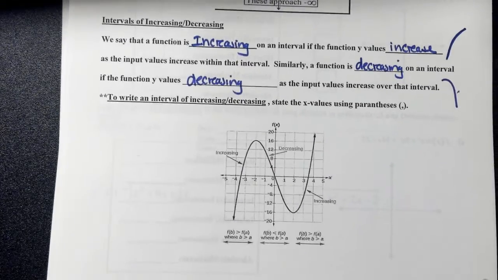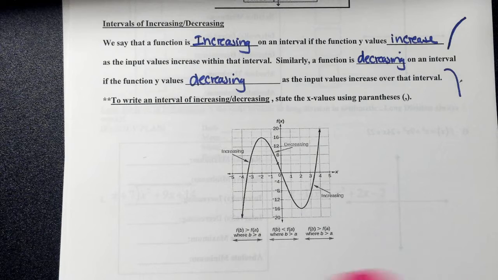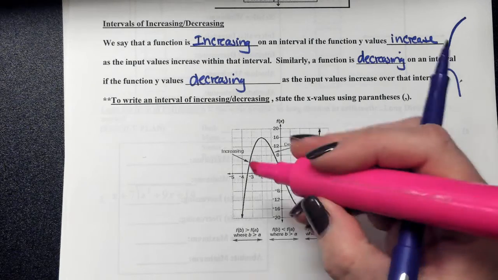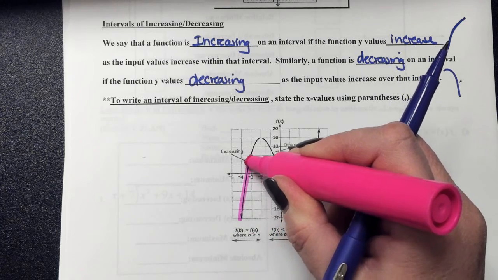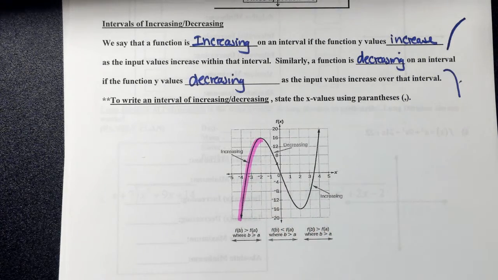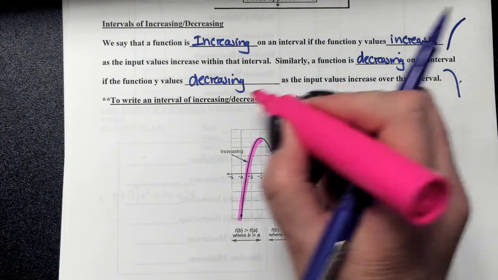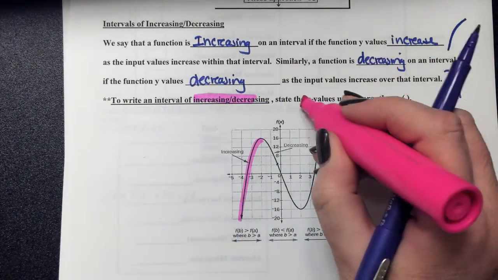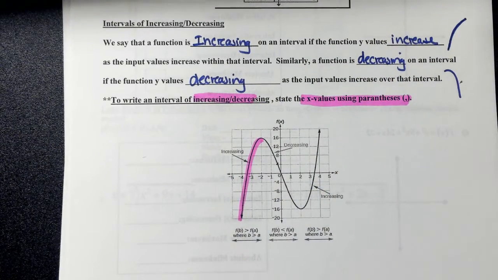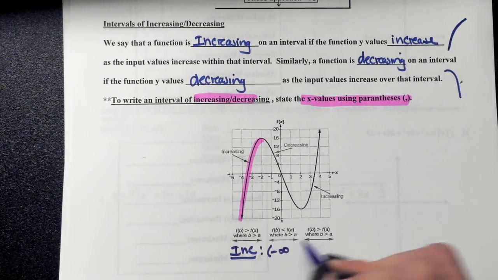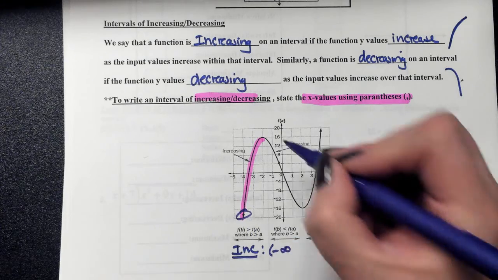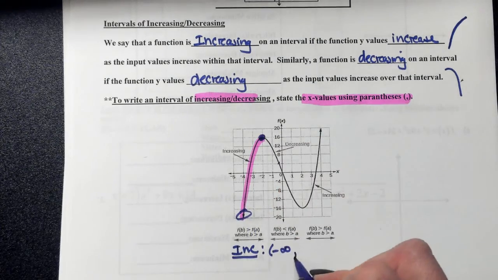So for example, notice, again, you read a graph just like you read a book, from left to right. So notice, as I trace this graph, my pencil is going up. So I would say that that particular interval is increasing. When you're stating values of increasing or decreasing, you always state the x values using parentheses. So we would say that I'm going to be increasing coming from negative infinity, because notice that I am going from negative infinity up to this particular x value of -2.